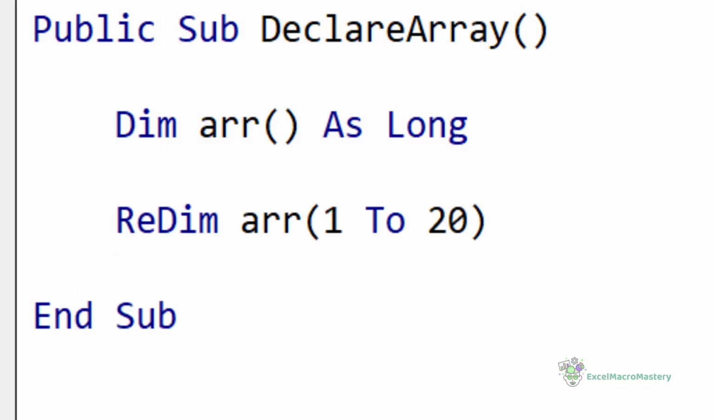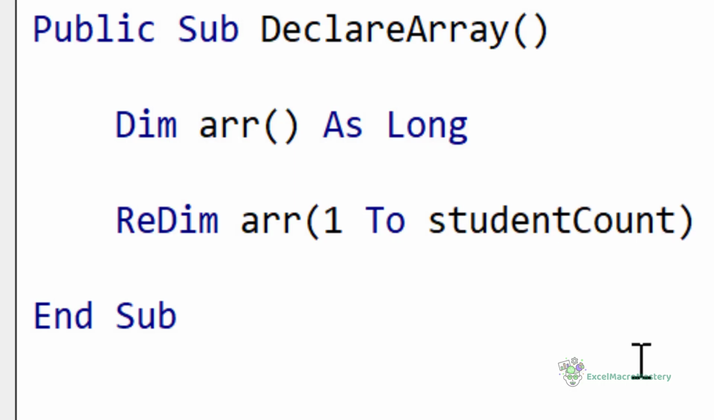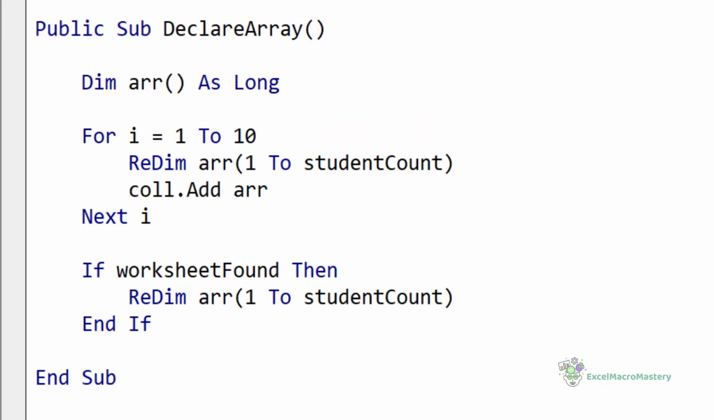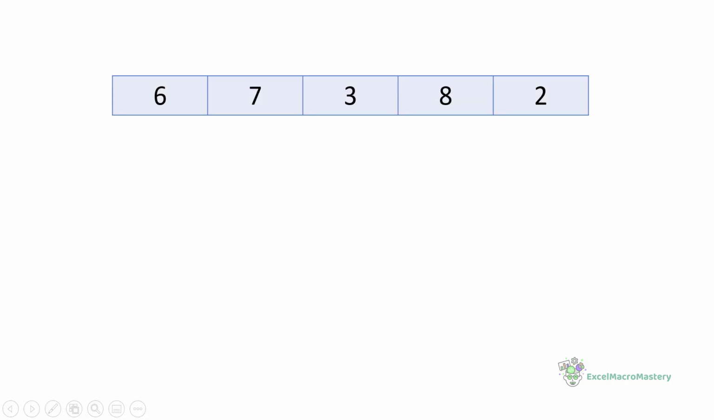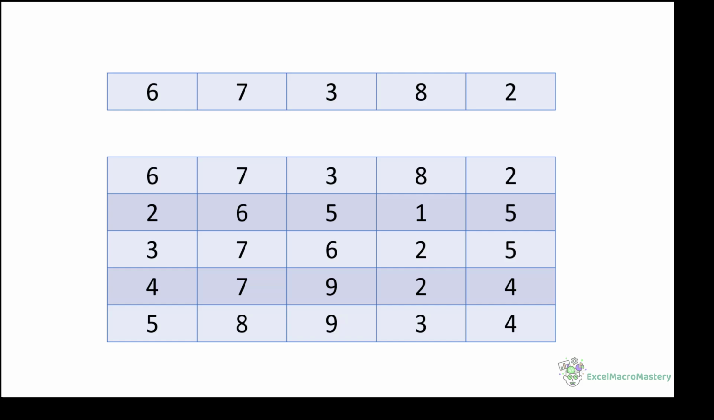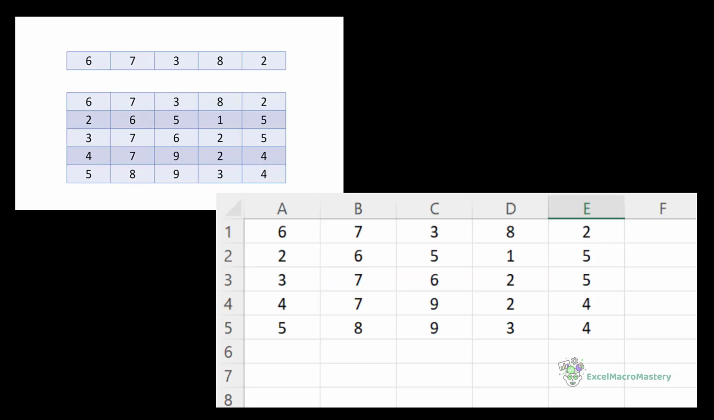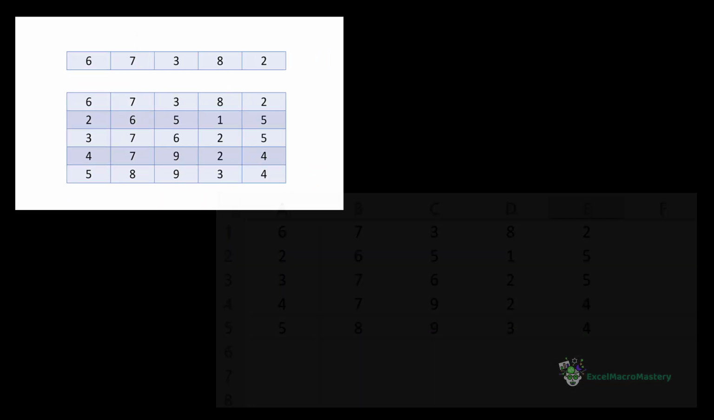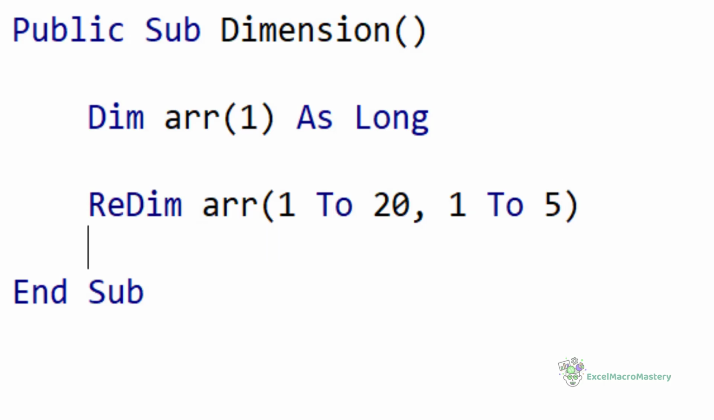This might look the same as the first method, but we can use variables in the ReDim statement to determine the array size at runtime. ReDim can also be placed in a loop or a conditional statement, giving us a lot of flexibility on how we can use the array. A one-dimensional array is essentially a single row. A two-dimensional array has multiple rows and columns and is like a spreadsheet in memory. We add extra dimensions to an array by adding the dimensions to the array declaration.